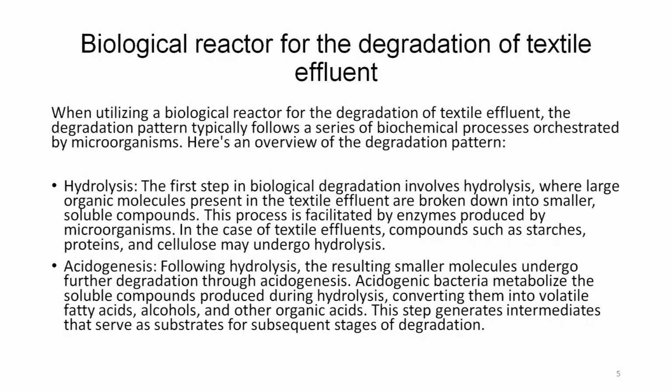Acidogenesis. Following hydrolysis, the resulting small molecules undergo further degradation through acidogenesis. Acidogenic bacteria metabolize the soluble compounds produced during hydrolysis, converting them into volatile fatty acids, alcohols and other organic acids. This step generates intermediates that serve as substrate for subsequent stages of degradation. So, after hydrolysis, most of the components which were initially non-soluble become solubilized, and these hydrolytic products then undergo acidogenesis through the intervention of acidogenic bacteria, which metabolize these solubilized components.